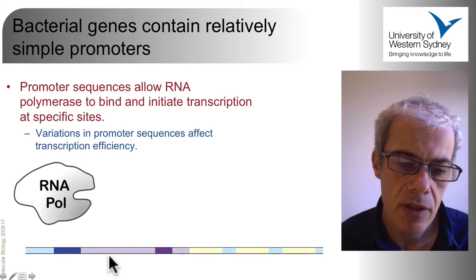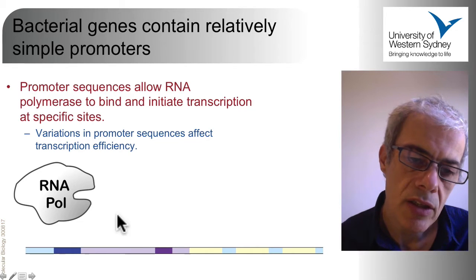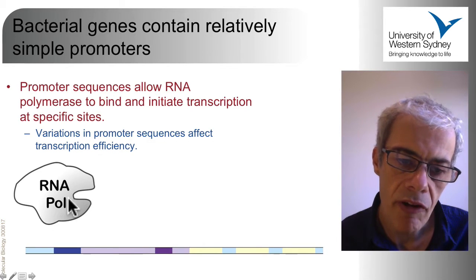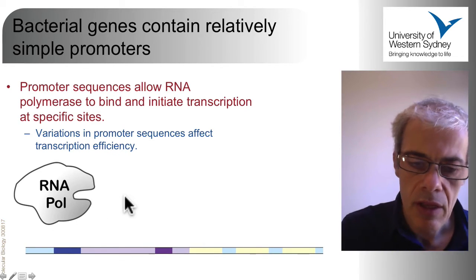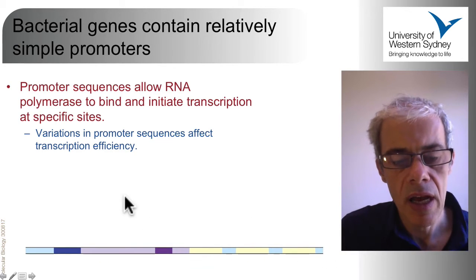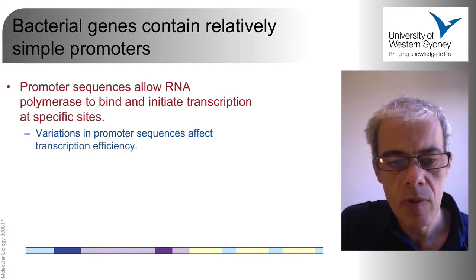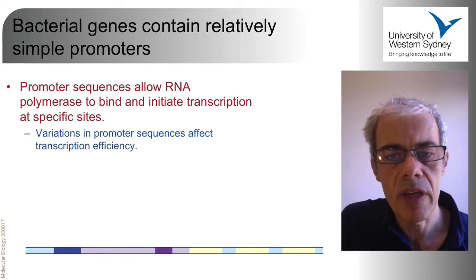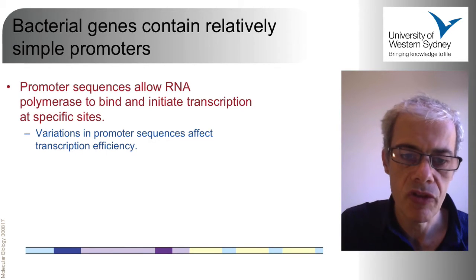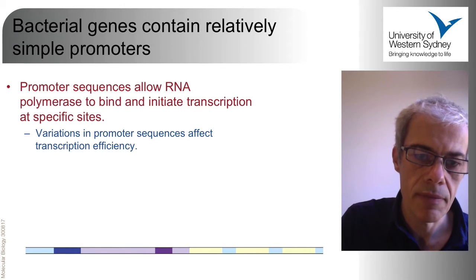If the sequence of this promoter region here is a sequence that is strongly recognized by the RNA polymerase, then the gene is able to be transcribed at a higher efficiency. Okay, so it's the actual DNA sequence of the promoter that has a strong influence on the initiation of transcription. So different promoters have different strengths.